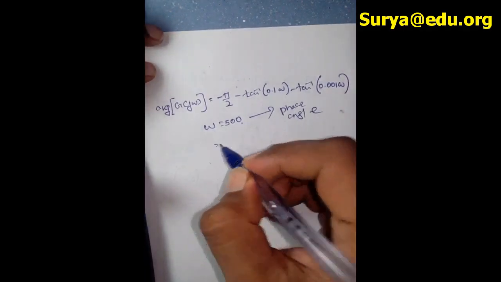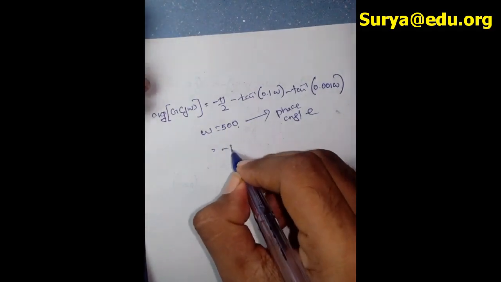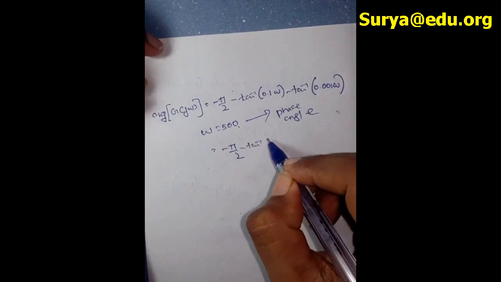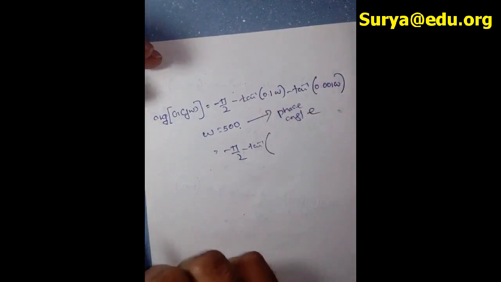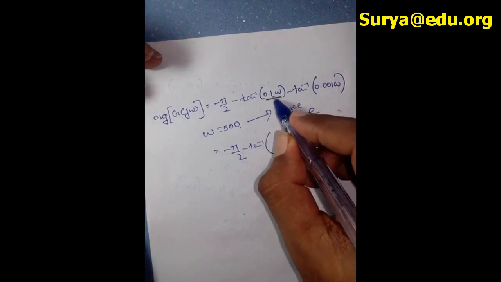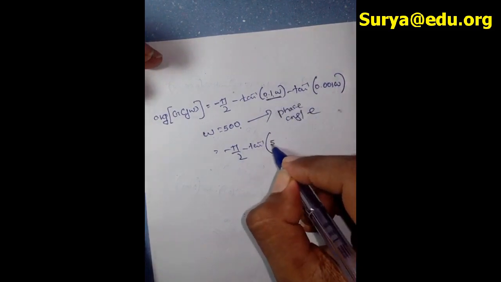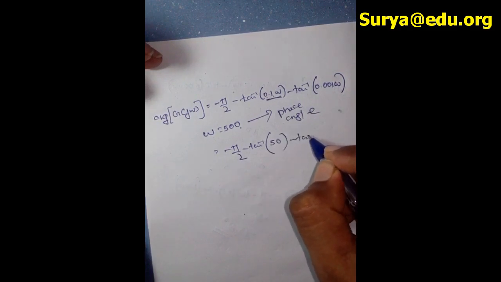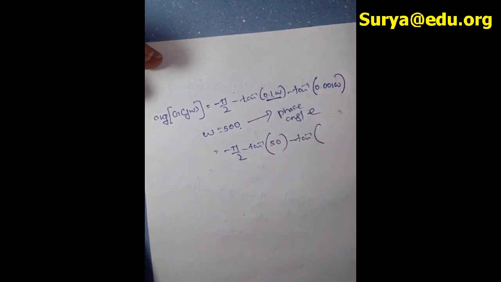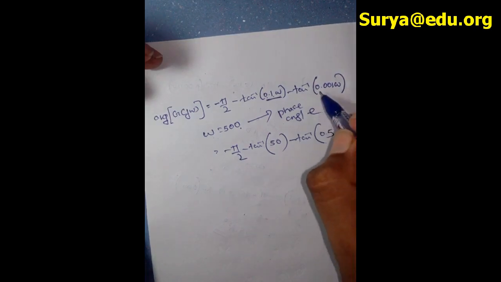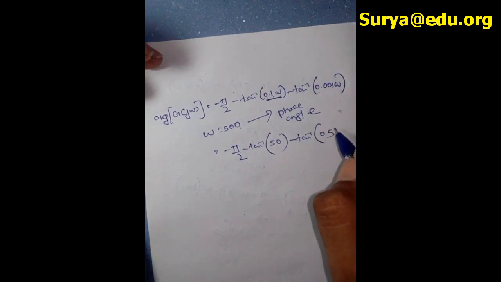So now it's easy. So here minus 5 by 2, then minus tan inverse 0.1 you are going to multiply by 500. So what is the value you are getting? The value is 50. 0.1 multiplied by 500, so the value is minus tan inverse 50. And here again minus tan inverse, 0.001 you have to multiply by 500. So what is the value you are getting now? It is 0.5.